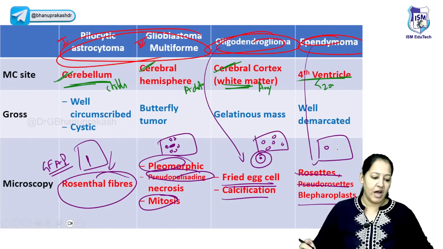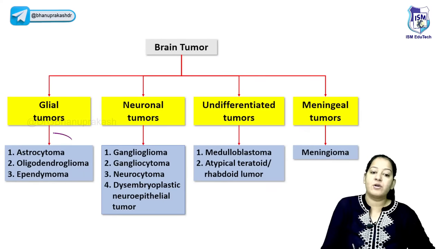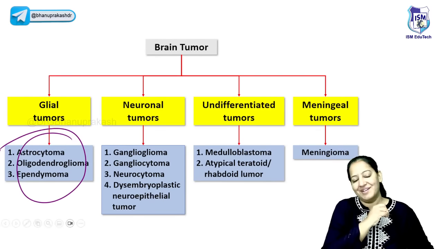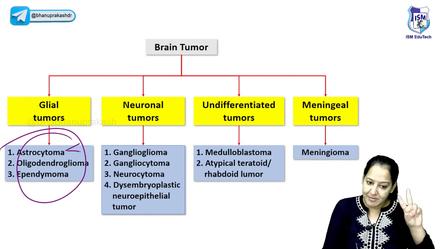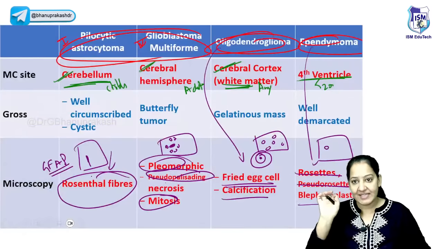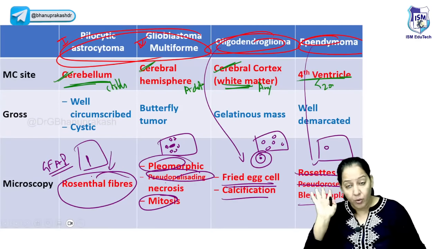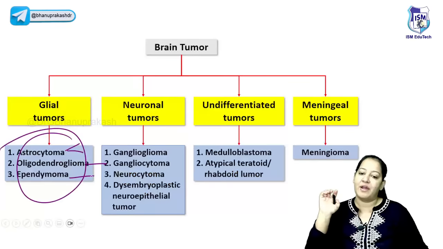How many of you got it? Ayush, you got it? Monica, got it? Prakash, can we proceed? So this is how you have to complete all the glial tumors. We have done the glial tumors, the two types of astrocytoma, oligodendroglioma, ependymoma. I don't think you have any single confusion in that. The main thing is the microscopy. You have to take the catchy words in each microscopy.